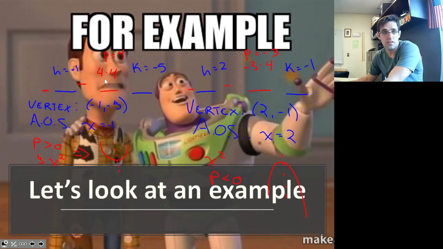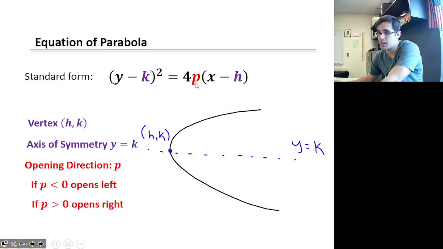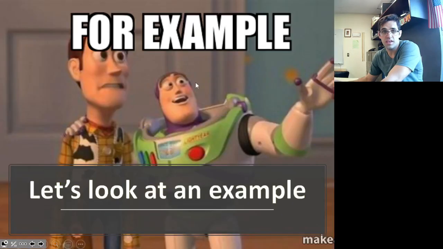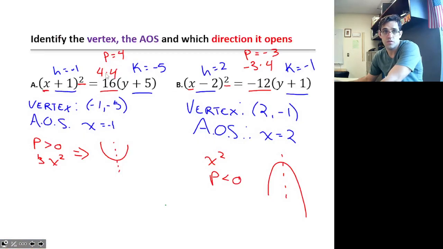And so don't forget the formula has 4 times p. So to get p, I need to take this 16 and divide it by 4 basically. So 16 divided by 4 is 4, so p equals 4. Or I can say 4 times what equals 16? Well, 4 times 4 equals 16. So by that logic, p is also equal to 4. So our p is a positive number, so that tells us that the parabola is going to open up.